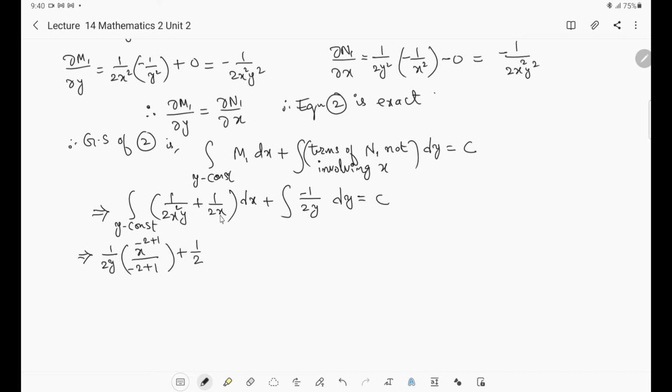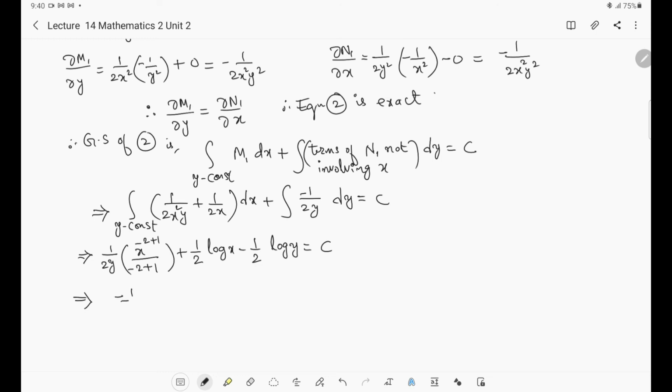Now integration of 1 by x is log x, then minus 1 by 2 as it is, 1 by y will remain, integration of 1 by y is log y equal to constant, right? Simplify this, what we'll get here, x power minus 2 plus 1, minus 1 we will get, so minus we have to keep as it is.